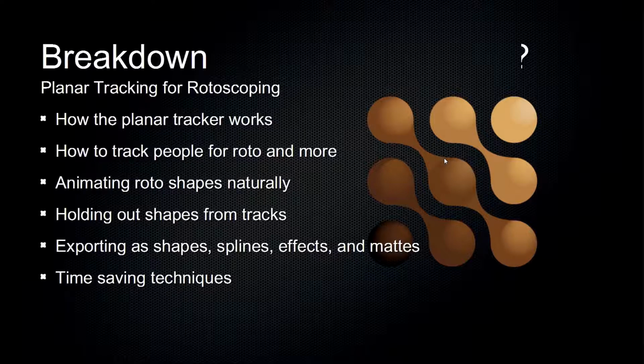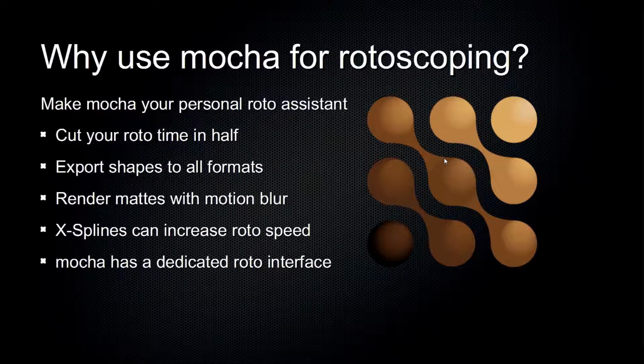effects on somebody. And we're also going to be covering animating roto shapes naturally, which means we're just going to talk a little bit about some animation techniques to make your roto shapes look a little more correct. Holding out shapes from tracks, which basically has to do with layer order. If you've seen any of my previous demos, we talk about that a lot, but it's always good to drive that point home. We're also going to be talking about exporting as shapes, lines, effects, and mats, and we'll be going over miscellaneous time-saving techniques.